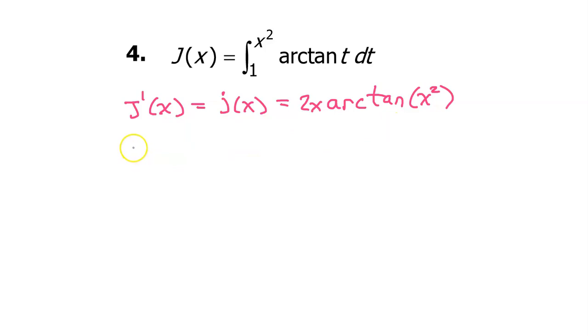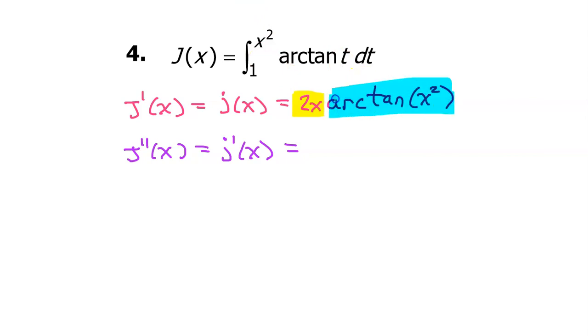Now for the second derivative, which will equal j prime, I need to take the derivative of what we see. This will, of course, be the product rule. So I'm looking at this as the 2x and then times the arctangent of x squared. So here's my product rule.